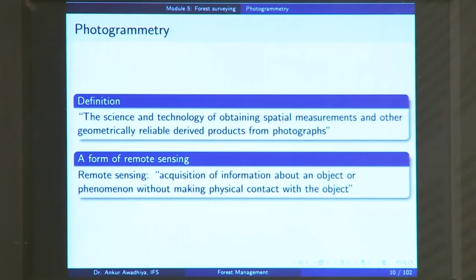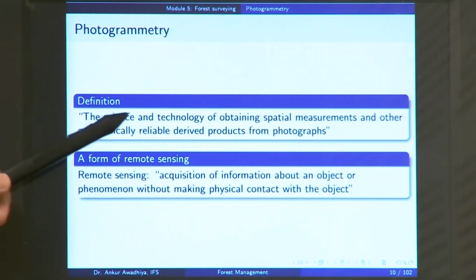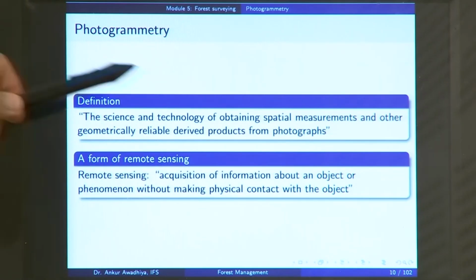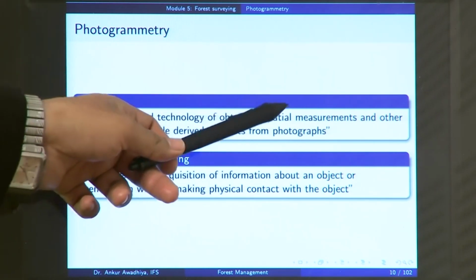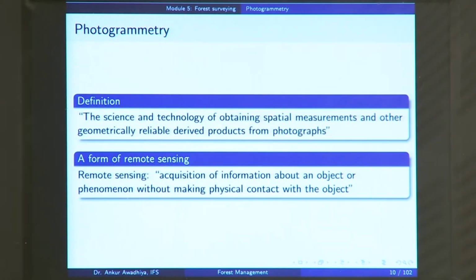Namaste. We move forward our discussion of the methods of forest surveying, and today we will have a look at the method of photogrammetry. Now, photogrammetry is defined as the science and technology of obtaining spatial measurements and other geometrically reliable derived products from photographs. So, it is the science and technology of obtaining what? Spatial measurements, that is measurements over the space, both in 2 dimensions and in 3 dimensions. So, the science and technology of obtaining spatial measurements and other geometrically reliable derived products from photographs.